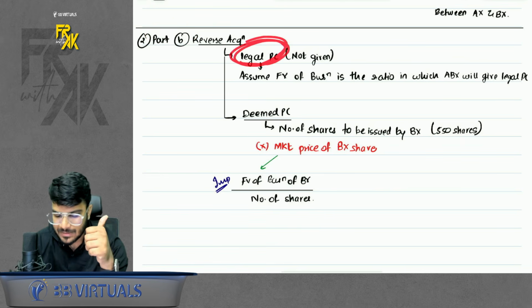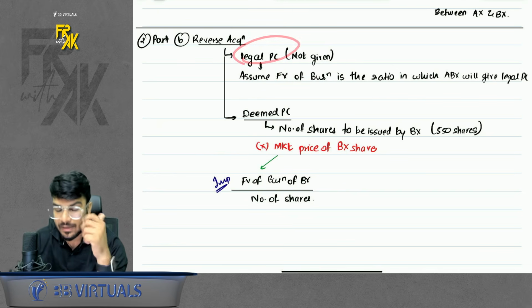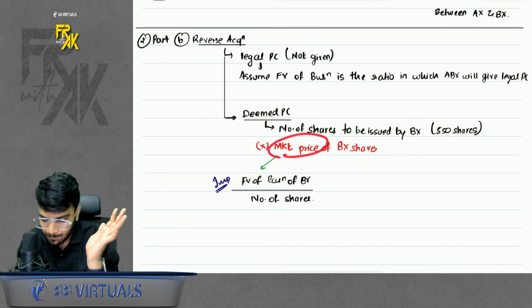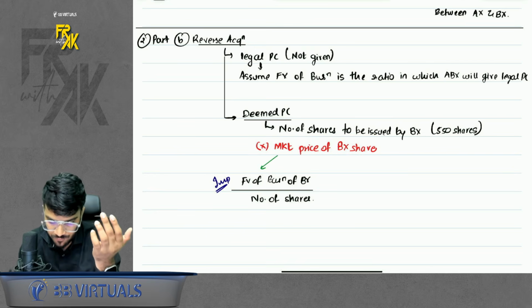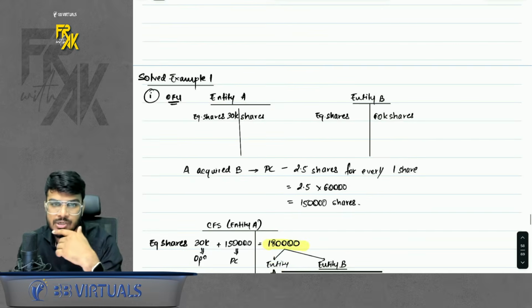First, legal PC was not given. We assume the legal PC to be the fair value of business. We need this so that we can come to the percentage stake. Then under deemed PC, we don't have the market price of BX's share. So we assume it to be the fair value of business of BX divided by number of shares. That is how we do it. This was illustration number 38.